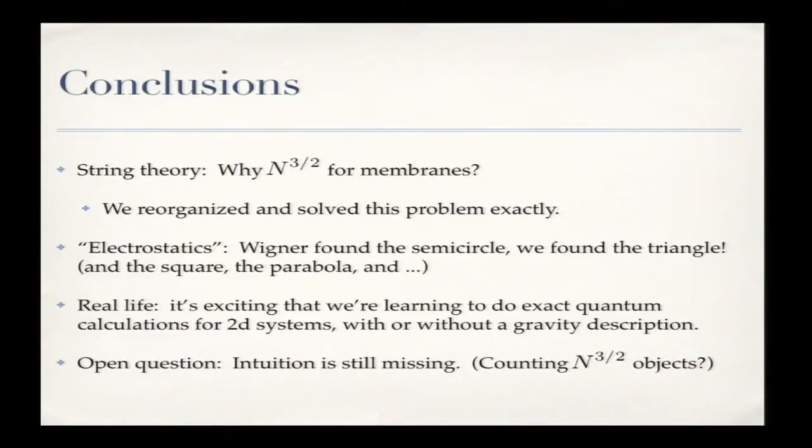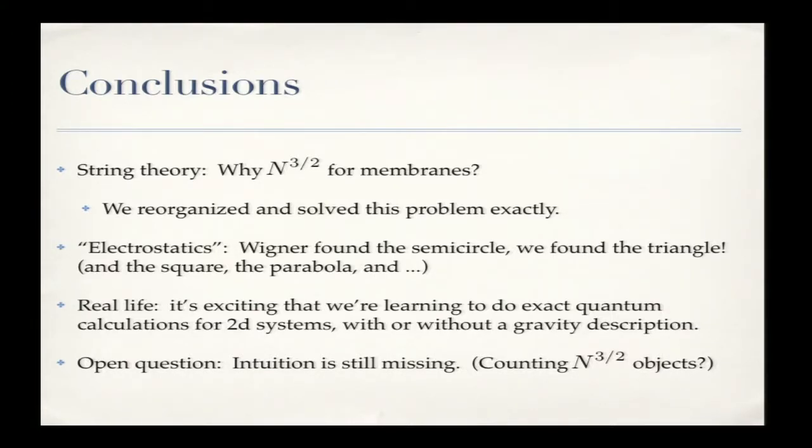All right, so I think I'm out of time. I should conclude. So the puzzle that I was trying to tell you about is, why are there n to the 3/2 kinds of particles for membranes? And the way we approached this problem was to use the old concepts. We didn't invent any new concepts. We used matrices. And we did the full quantum computation. So we essentially reorganized and solved the problem exactly. So this is as far as string theory goes.